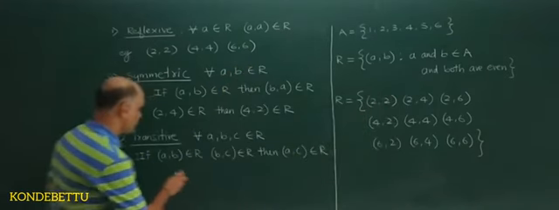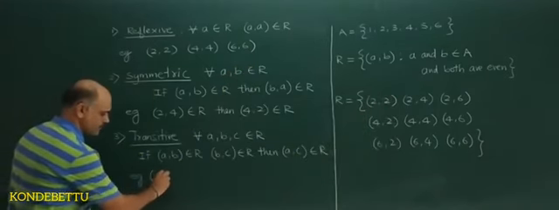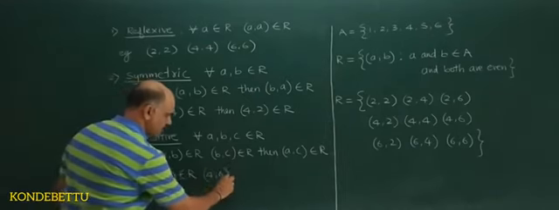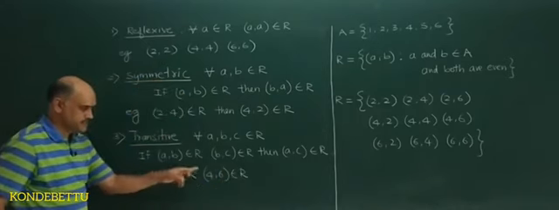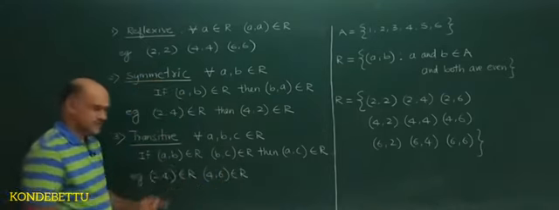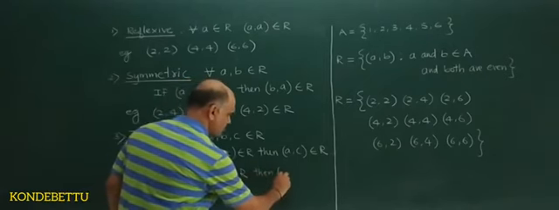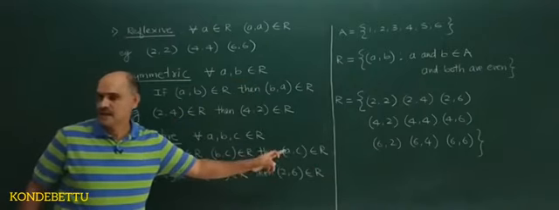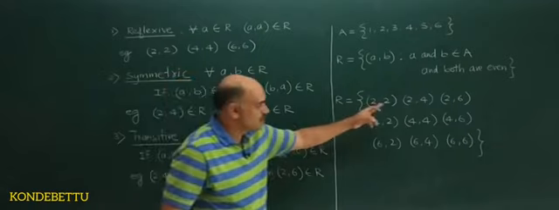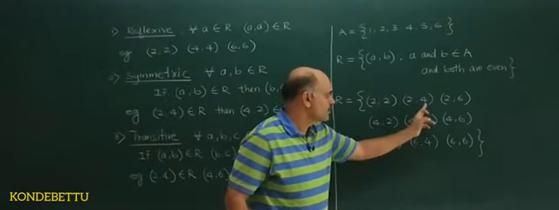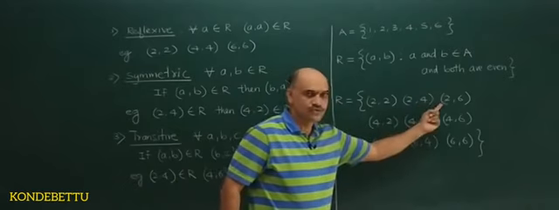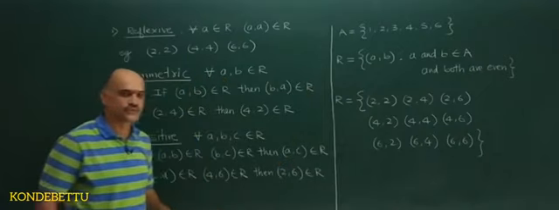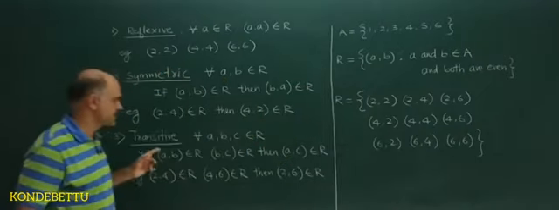I will take 2 comma 4 belongs to R, and 4 comma 6 belongs to R. This element has to be the same, 4, 4. Then which should be there? Then 2 comma 6 should belong to R. So 2 comma 6 is also there in R. So if you check 2 comma 4, 4 comma 6, you are having 2 comma 6. Similarly, you can check various combinations. It will come true. So even this relation is transitive.